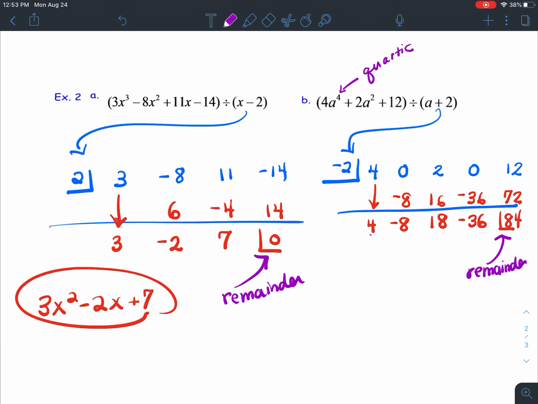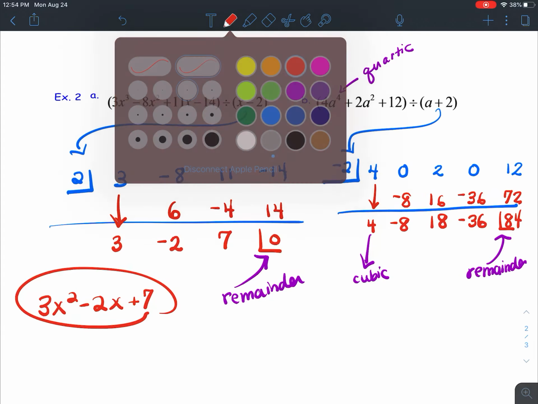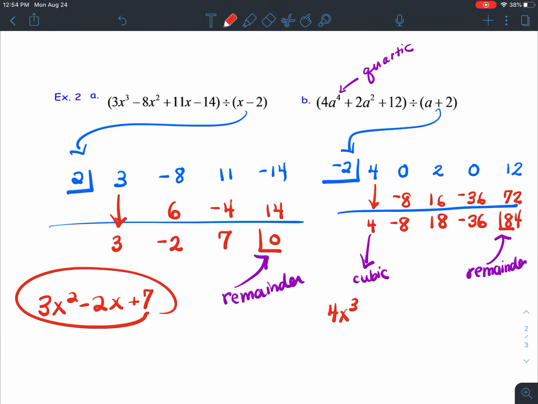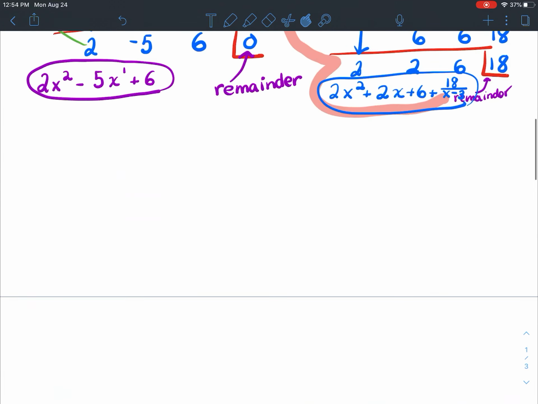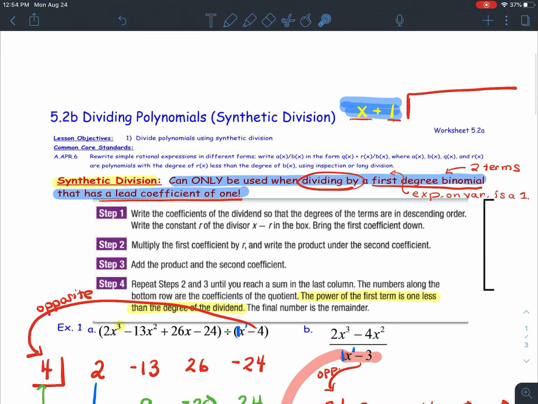Okay, now this problem started out as a quartic, okay, 4th degree. That means this answer should be a cubic, 3rd degree. So it's going to be 4x cubed, and then it's just going to drop down by 1s as you go. Minus 8x squared plus 18x minus 36 plus, and then the remainder goes in the numerator, and the original binomial you were dividing by, that goes in the denominator.